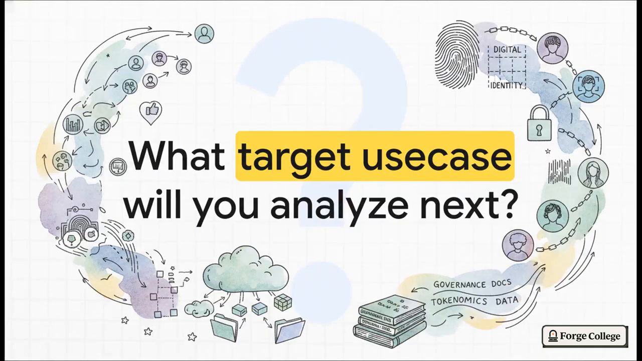So my final question to you is, what target use case will you analyze next? Are you going to map the evolution of social sharing, digital identity, or maybe file storage? Pick your focus and start assembling your evidence folder. Grab those governance docs, technical specs, and tokenomics data for our next lesson on operationalizing metrics.